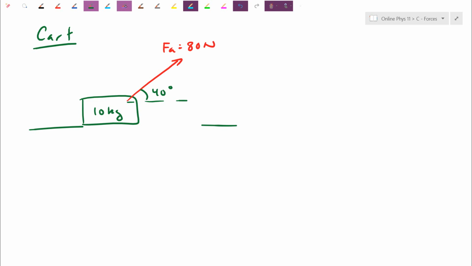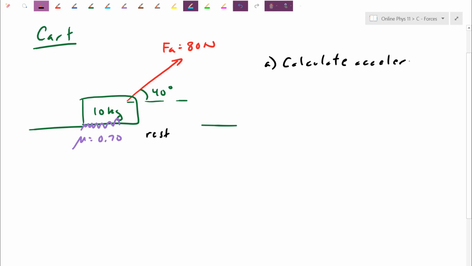And I'm going to give you the coefficient of friction here. Let's say the mu value is 0.70. Currently we are starting from rest. I want you to do two things for this practice question. Usually in this whole chapter, they're going to ask you to calculate acceleration. I want to know, when you figure out all the tug-of-wars, when you figure out the unbalanced force, what the net force is, how much is this thing accelerating? Am I pushing hard enough to actually get this going? If it is going, how quickly is it speeding up?